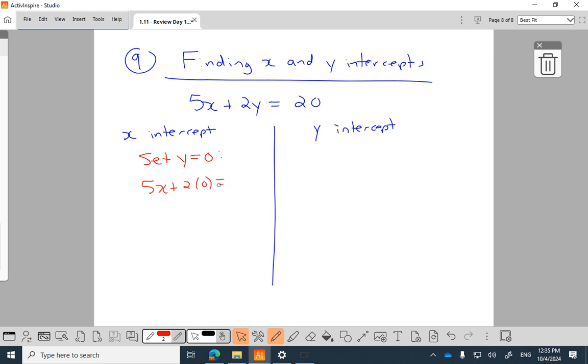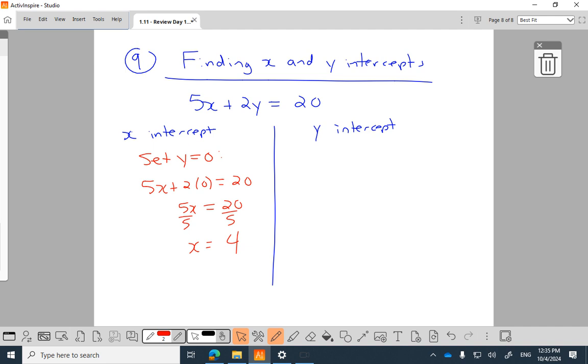What is 2 times 0? 5x plus 0, which I can just write 5x. And what's the opposite of multiplying by 5? Divide by 5. And what's 20 divided by 5? 4. So there's some scary algebra in this chapter, but that's not it. Subbing in 0 is pretty nice.